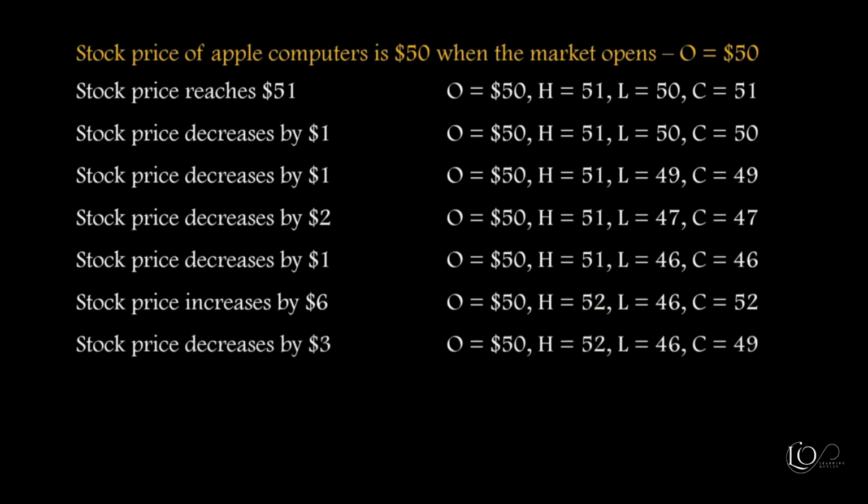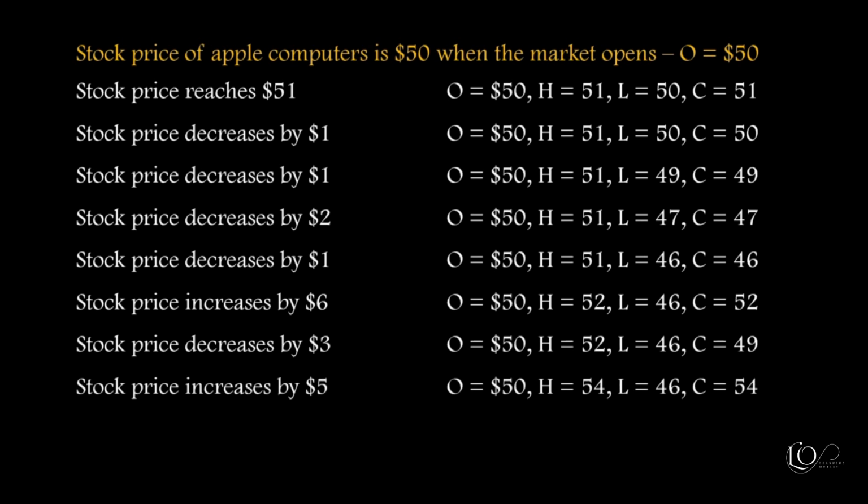The high during this time period is 52. Stock price decreases by $3. So the opening is 50, the high is 52, the low is 46, and the closing price goes down to 49. Increases by $5. So from the 49 we just go up 5, which gives us a closing price of 54. This 54 is higher than all of the other numbers that we have here. So the high is going to change to 54 and the low is going to remain at 46.